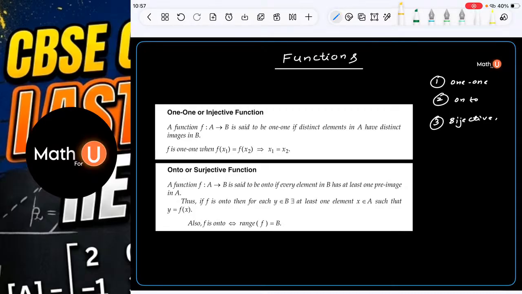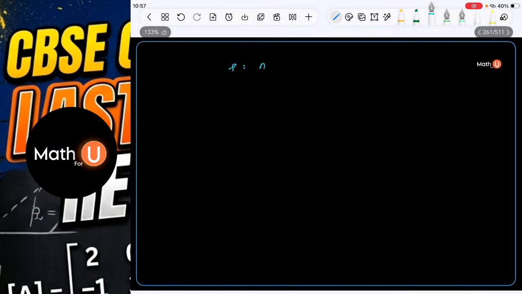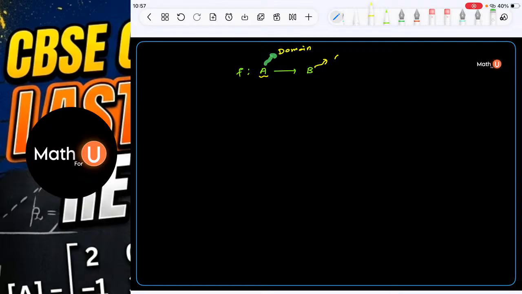First we will discuss what is one-one, also called an injective function. Injective function and one-one function are both the same. For example, if f is a mapping from A to B. See, in the functions chapter, domain and codomain are very important. Here A is the domain, and this is the codomain.